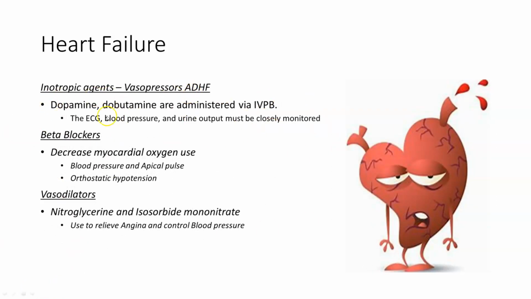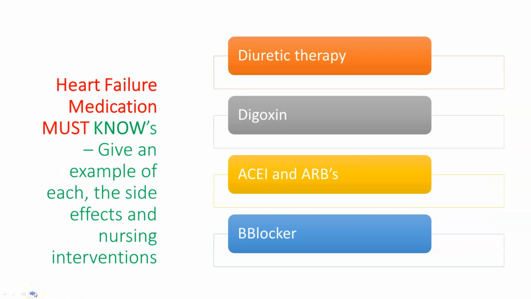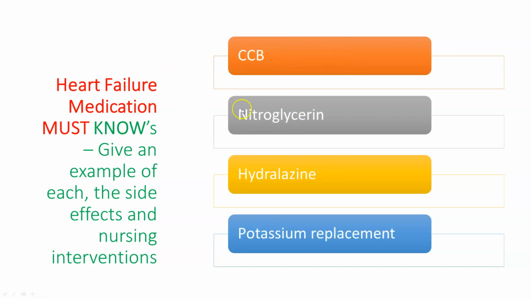We've talked about vasopressors, dopamine, dobutamine. They'll be used continuously. Beta blockers to decrease that myocardial O2 consumption. And again, our vasodilators, just examples there for you. So those are the medications you have to know for the test. And that's going to be basically for every cardiovascular disorder. Digoxin, diuretic therapy, your ACEs and your ARBs, your beta blockers, calcium channel blockers, your nitroglycerin, your hydralazine, and your potassium replacements. You have to know those medications.